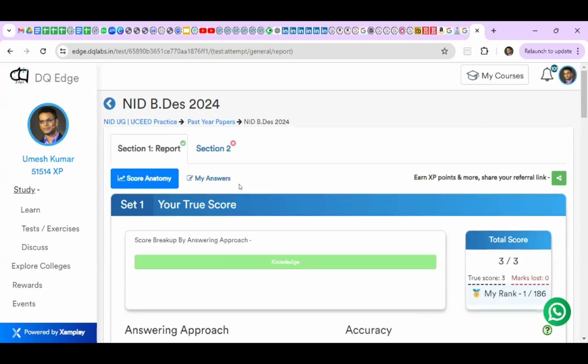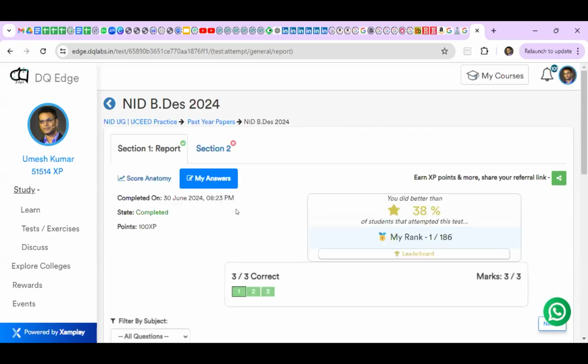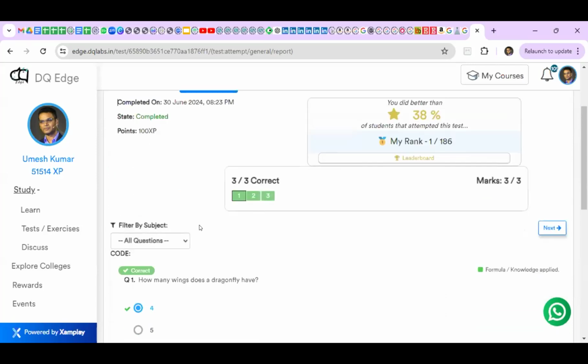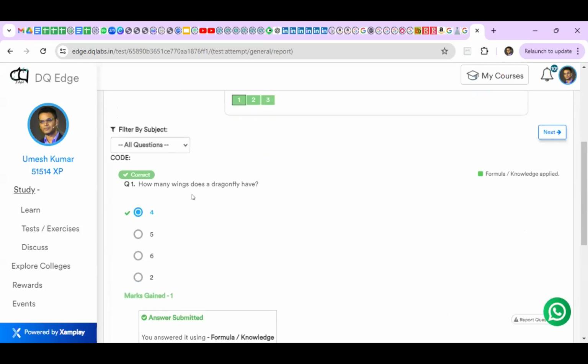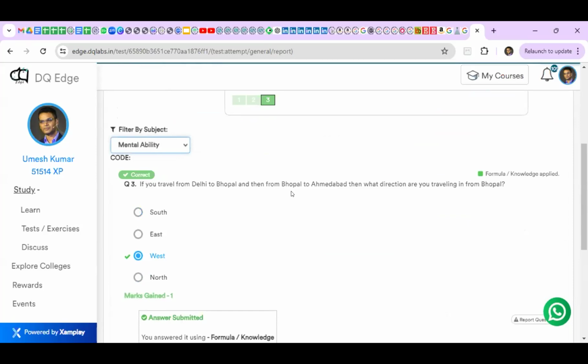Anyway, so score anatomy is there. It shows 3 out of 3, all 3 are correct. And apparently I'm ranked number 1 out of 186 people. And then you can actually go through my answers and see how many wings a dragonfly has, and general knowledge questions. There are 2 general knowledge questions, and then one mental ability question.